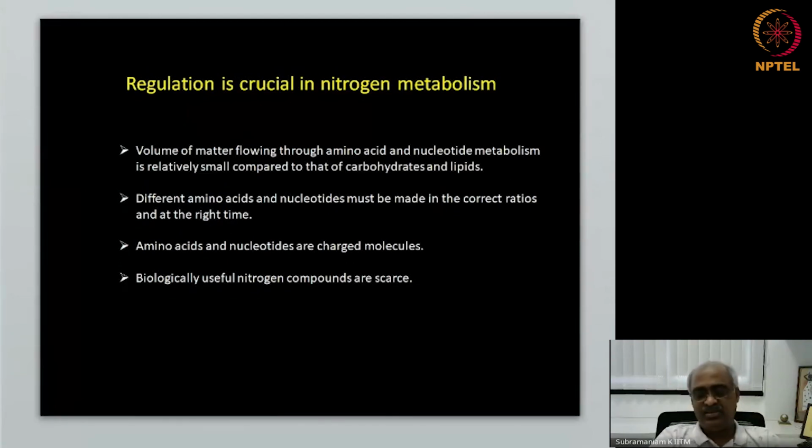That is all. I'll stop here, and in the next class we will look at why leguminous plants are important and how the nitrogen triple bond is broken and fixed in the biological system.